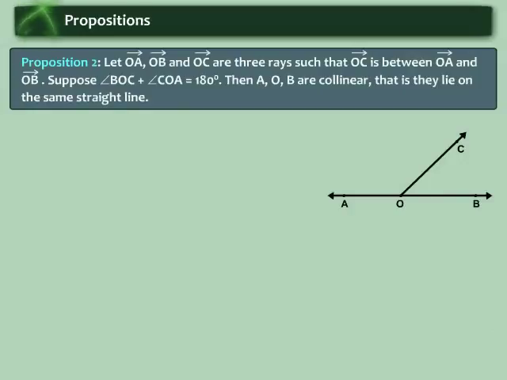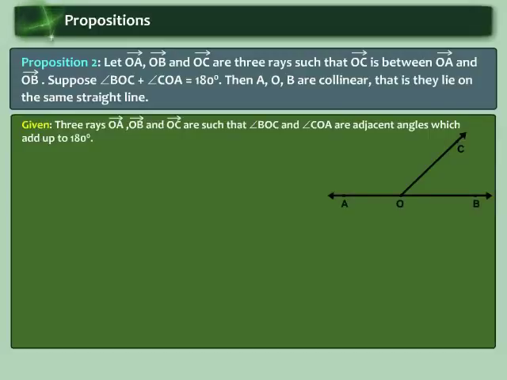Proposition 2. Let rays OA, OB and OC be three rays such that OC is between ray OA and ray OB. Suppose angle BOC plus angle COA is equal to 180 degrees, then A, O, B are collinear, that is, they lie on the same straight line.